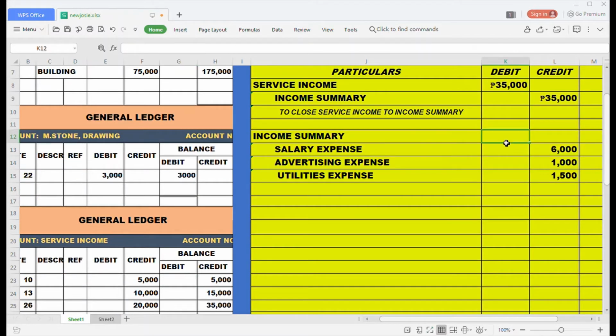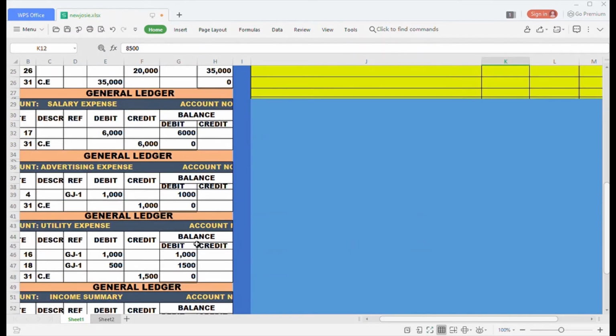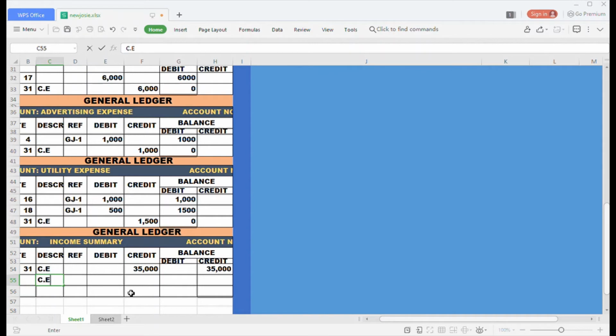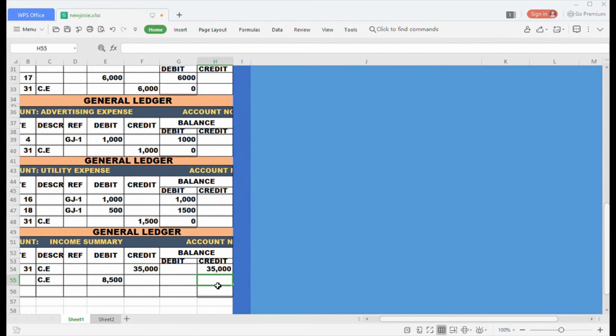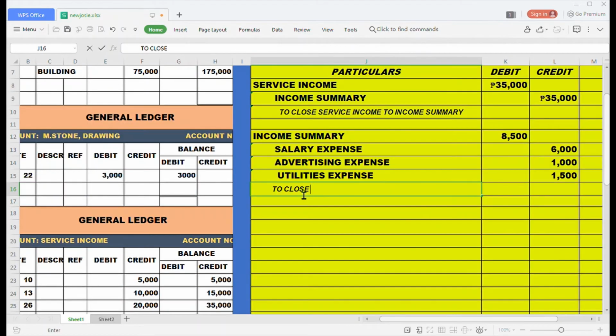Saan tayo kukuha ng amounts for our income summary? Total of all the expenses will be the amount of our income summary. So this is 8,500. Okay? So punta tayo guys sa ating income summary account. So this is closing entries. So that is debit 8,500. Balance in our income summary is 26,500. To close expenses to income summary.